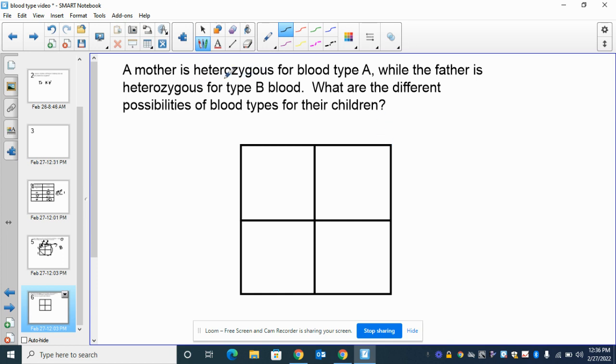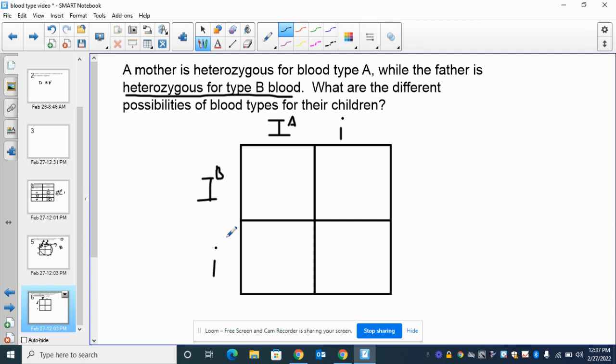Let's say a mother is heterozygous, hetero means different, for blood type A. Well, that means she would have one A allele. Remember, A alleles are dominant, with their capital I and a little A there. If she's heterozygous for blood type A, she'd have one A allele and one O allele. That's her genotype. The father, it says, is heterozygous for blood type B. Heterozygous means different, so he would have one B allele and one O allele. Again, one of each. He's still blood type B because blood type B is dominant.